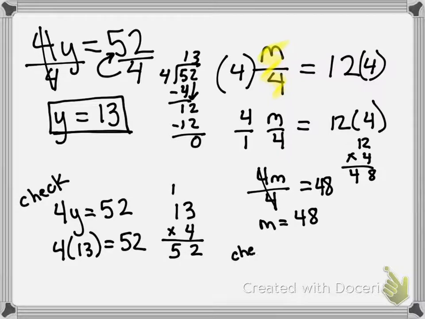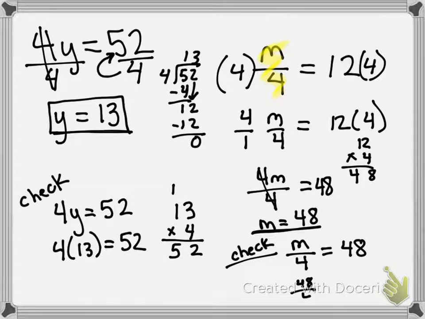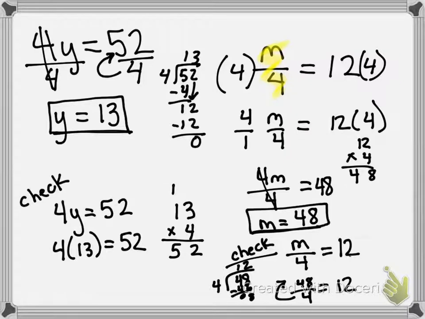But again, we always want to check our work. So we're going to rewrite our original equation, m over 4 equals 12. We think that m is equal to 48, so we're going to substitute 48 in for m. Oh, Mrs. Walker wrote the wrong number right here. The original answer was 12. So we're going to divide 4 into 48. 48 divided by 4. 1 times 4 is 4. Bring down the 8. 2 times 4 is 8. So 48 divided by 4 is 12. So m is equal to 48.